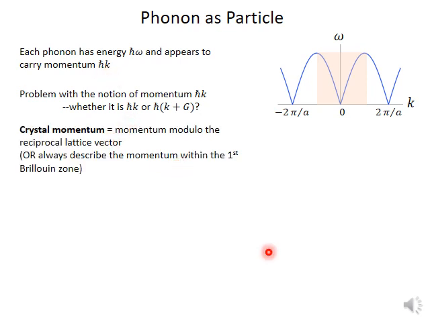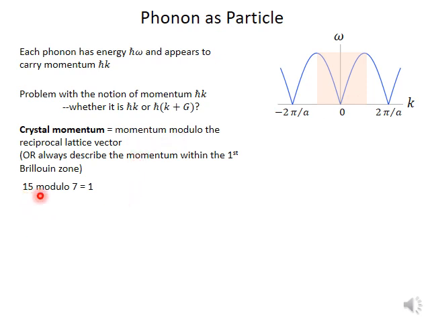To solve this problem, we define something called crystal momentum instead of the momentum of a phonon. Crystal momentum is defined as a momentum modulo the reciprocal lattice vector, or in other words, you always define momentum with respect to a k vector which is in the first Brillouin zone.